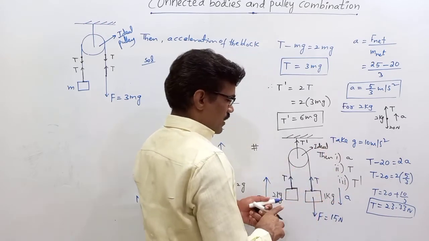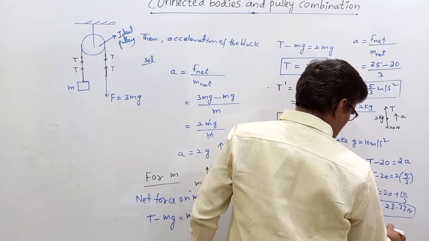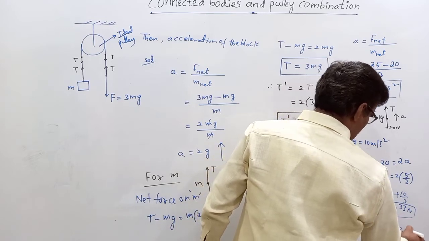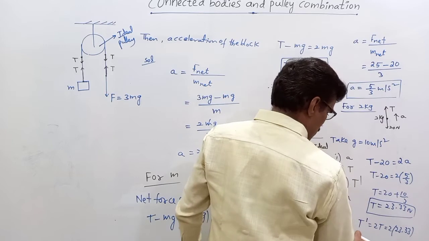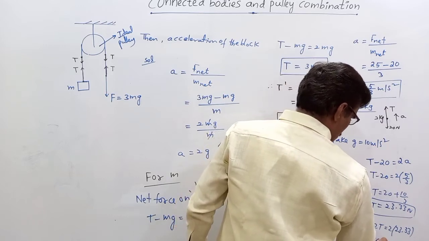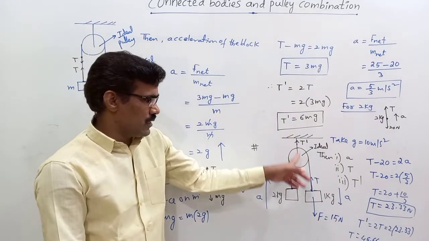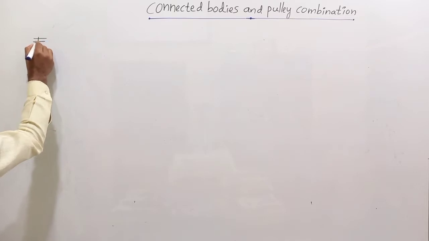And that's why T dash must be equal to 2T. That is 2 times 23.33, which gives T dash equal to 46.66 Newton. So this is the tension in the string which is connected to the pulley. Next concept.